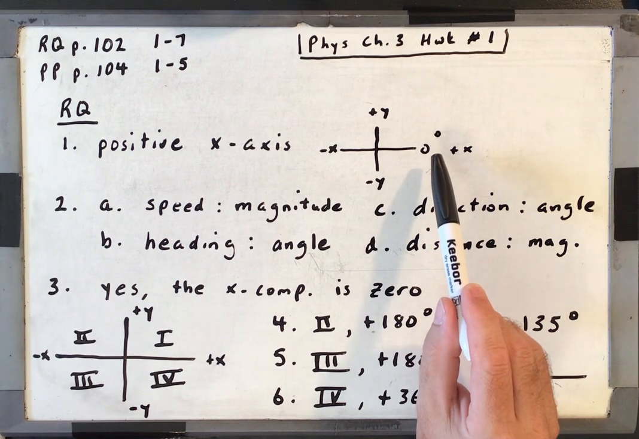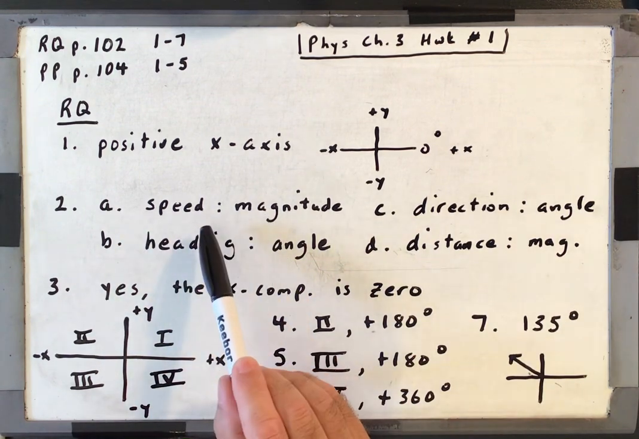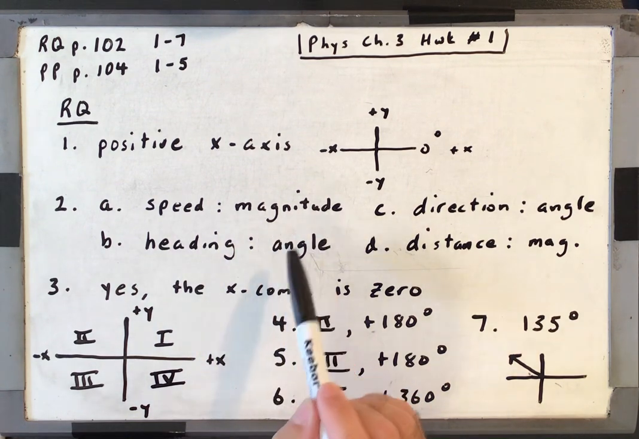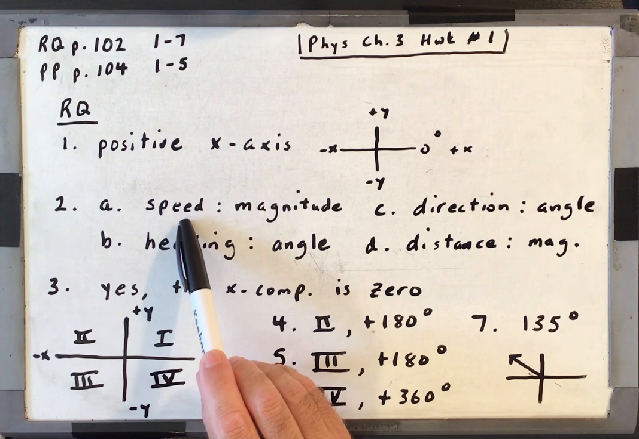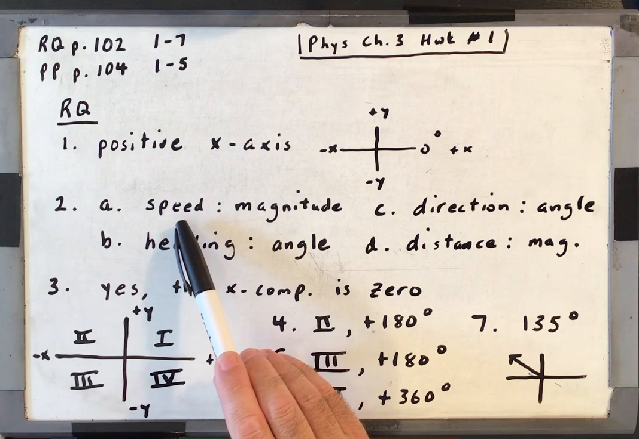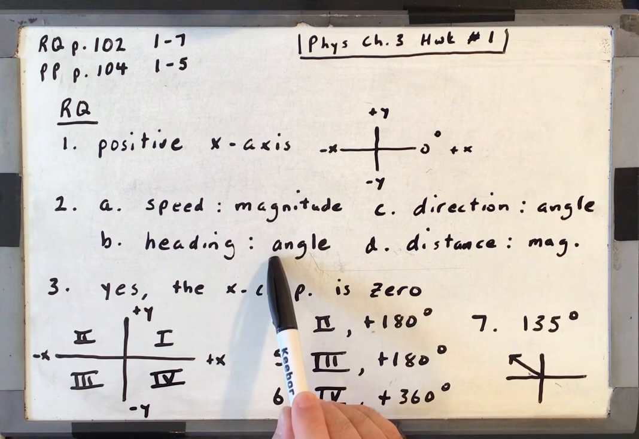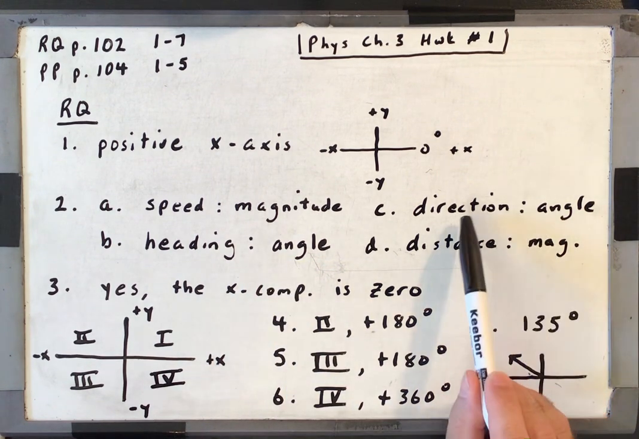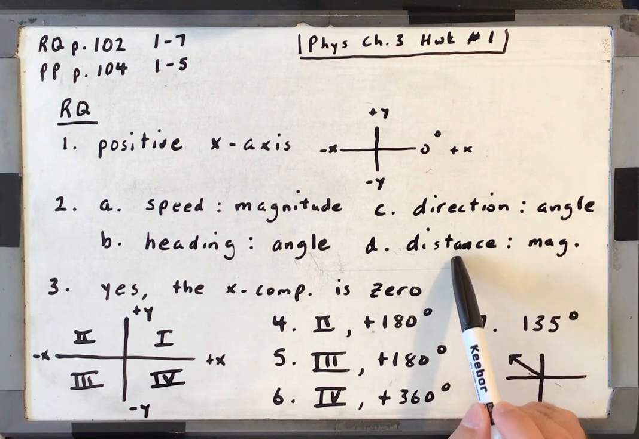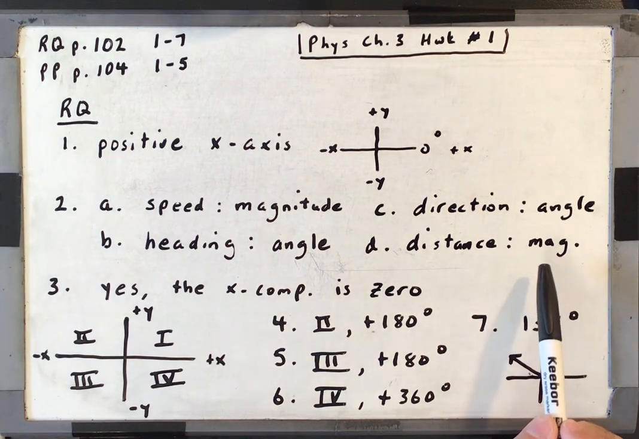Number 2, we've got four physics concepts. We want to know if they are represented by magnitude or angle. Speed would be represented by a magnitude. We don't think in terms of speed with an angle. Heading, though, is something you think of with a map, and so that would be represented by an angle. Part C, a direction, is also represented by an angle, and then a distance has nothing to do with angle, it's just a length, so that's represented by magnitude.